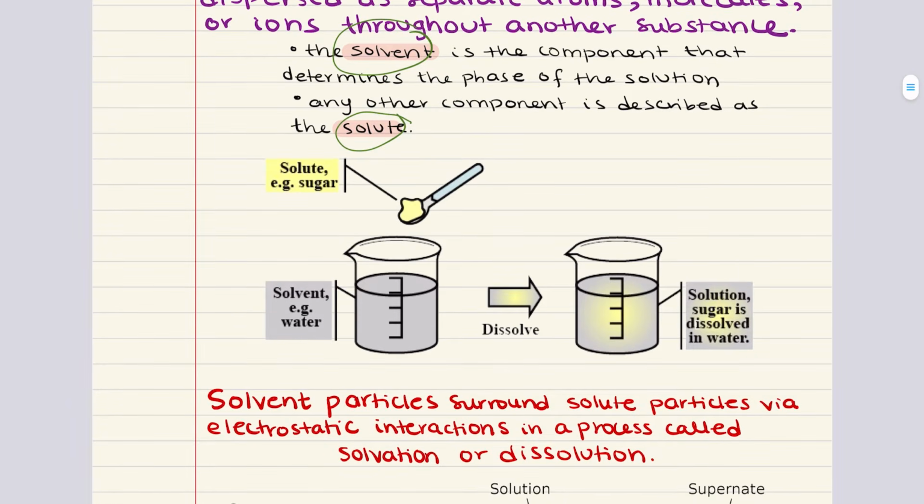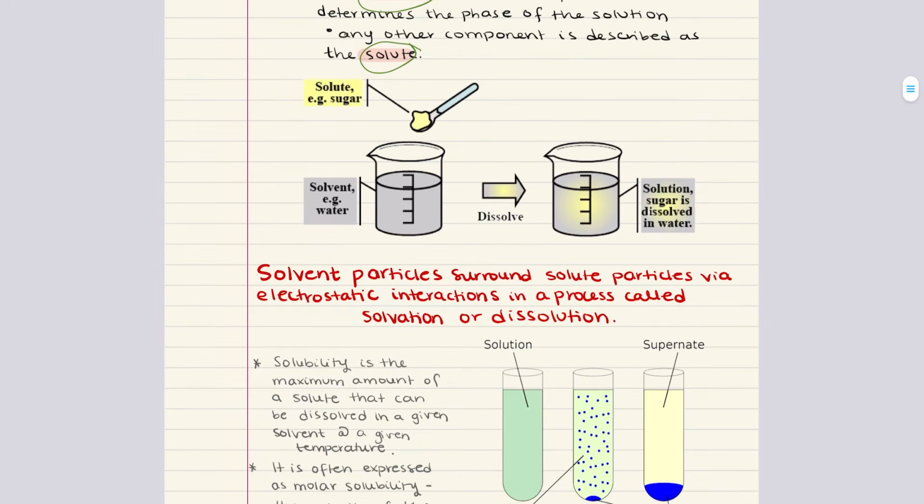Now, if we're thinking about solutions, solvation is an important part of capturing that idea. Solvation is the electrostatic interaction between solute and solvent molecules. This is also known as dissolution. It can sometimes be referred to as hydration when water is the solvent. Solvation involves breaking intermolecular interactions between solute molecules and between solvent molecules, and then forming new intermolecular interactions between the solute and the solvent molecules together.